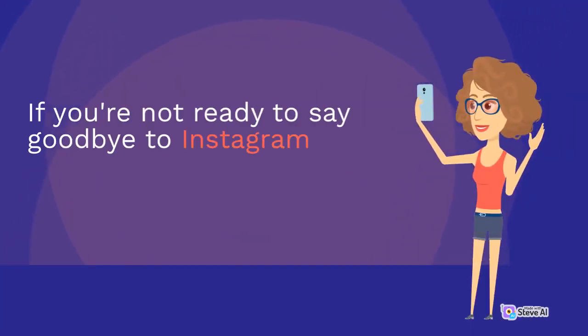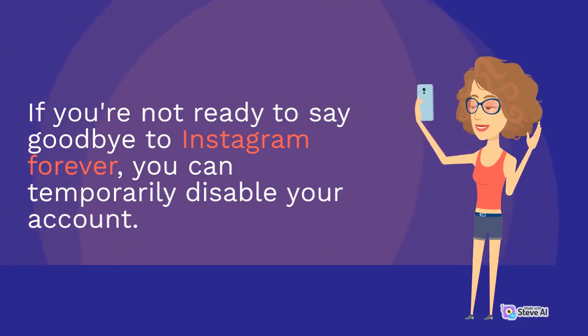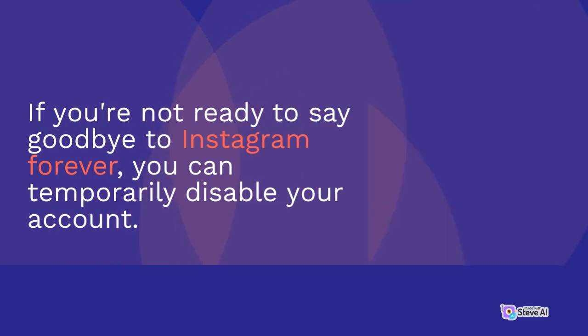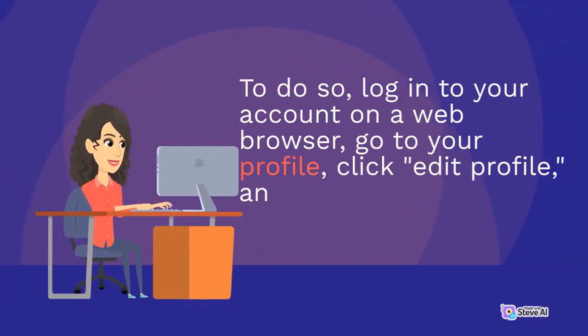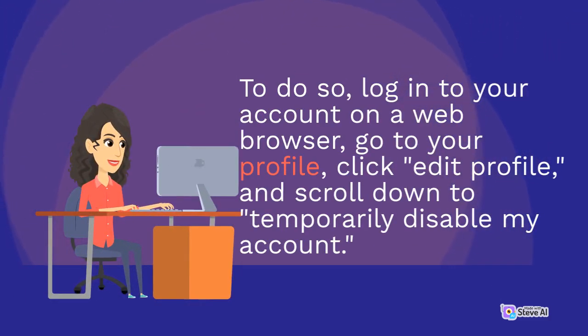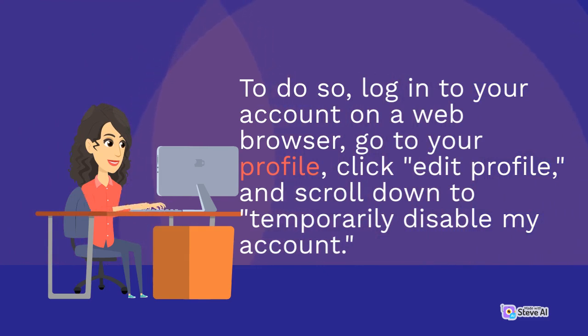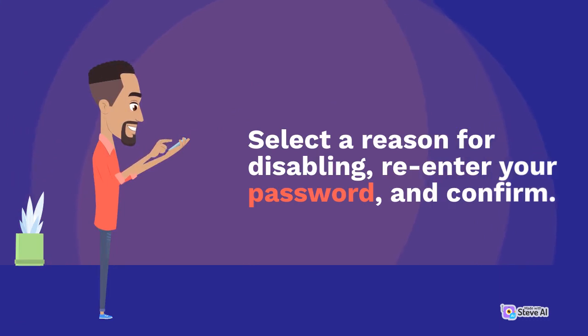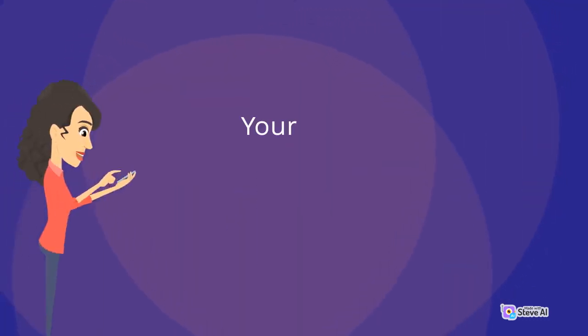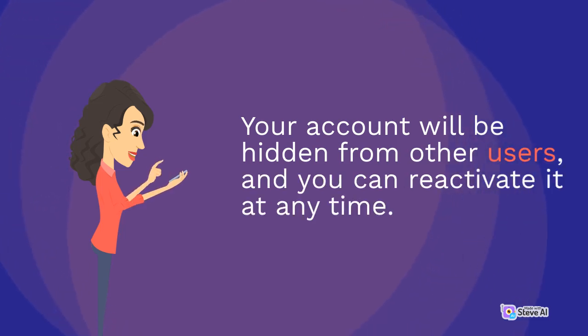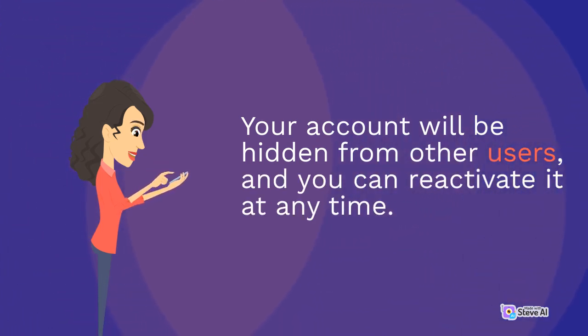If you're not ready to say goodbye to Instagram forever, you can temporarily disable your account. To do so, log into your account on a web browser, go to your profile, click Edit Profile, and scroll down to Temporarily Disable My Account. Select a reason for disabling, re-enter your password, and confirm. Your account will be hidden from other users, and you can reactivate it at any time.